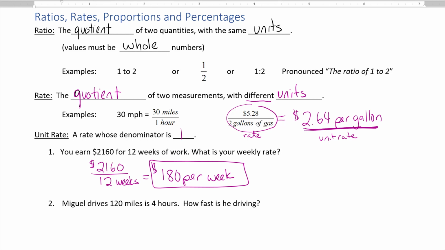Let's do another problem. Miguel drives 120 miles in 4 hours. How fast is he driving? We're talking again about a unit rate. So I'm going to take 120 miles divided by 4. Again, the time is going to go on the bottom, 4 hours goes on the bottom. When I divide this, I get 30 miles per hour. And that's the unit rate of how fast he is driving.